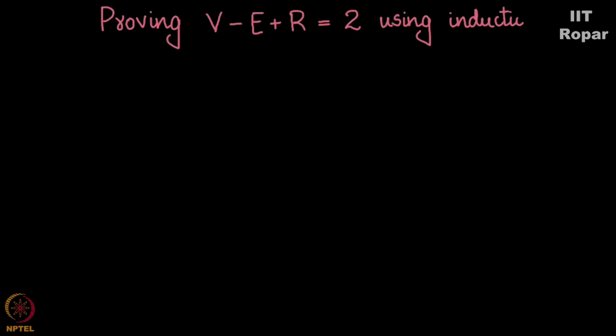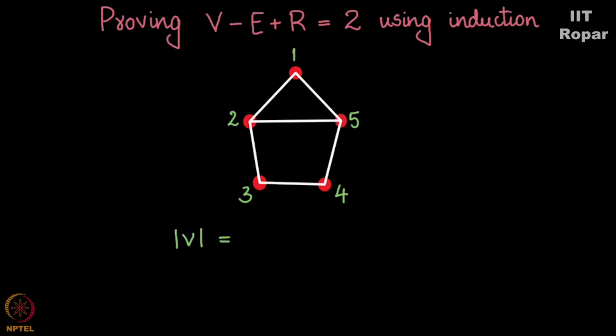Now let us see how V minus E plus R equals 2 using induction. Let us write our own graph, a planar graph of our choice. Look at this graph. This graph has how many? 5 vertices and 1, 2, 3 regions.